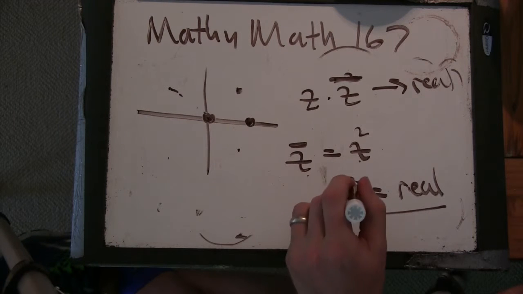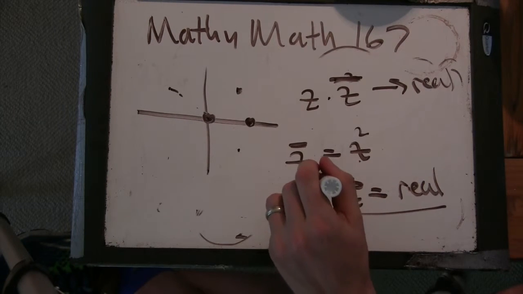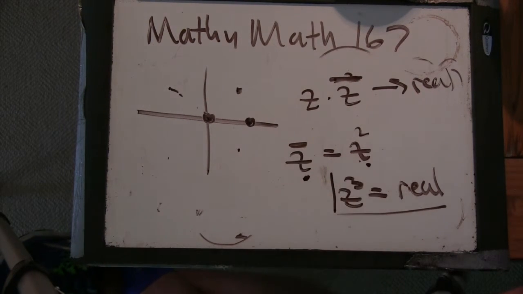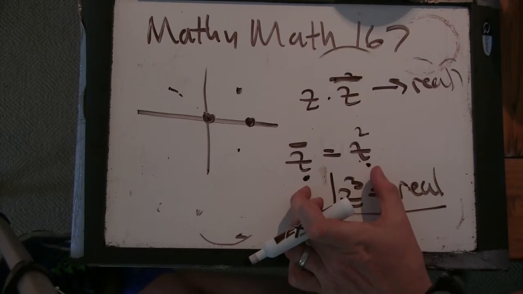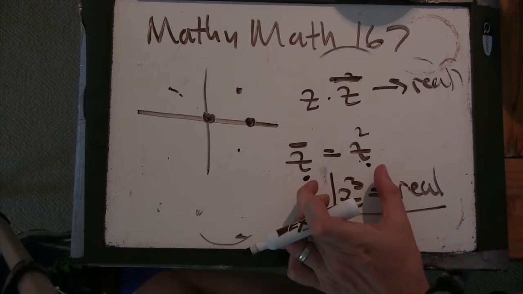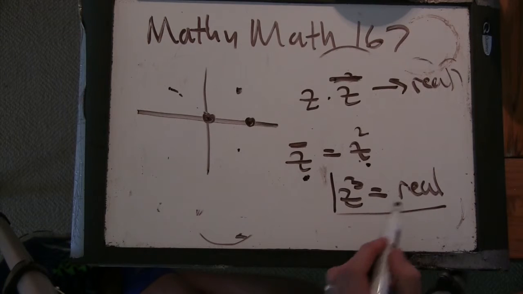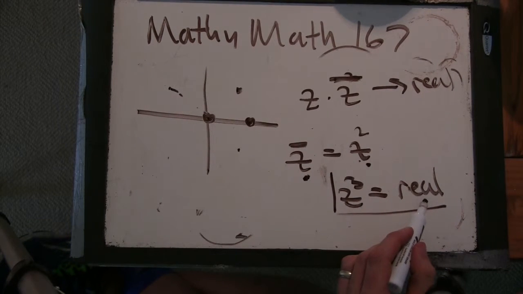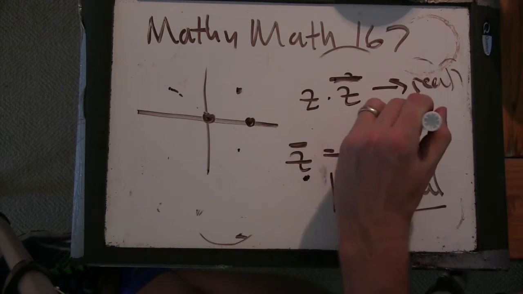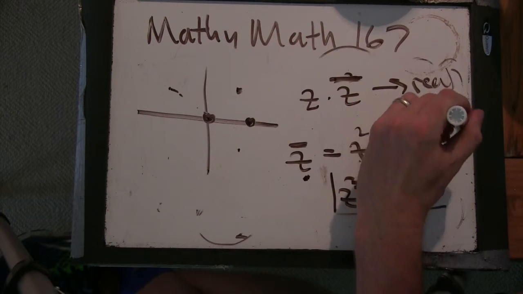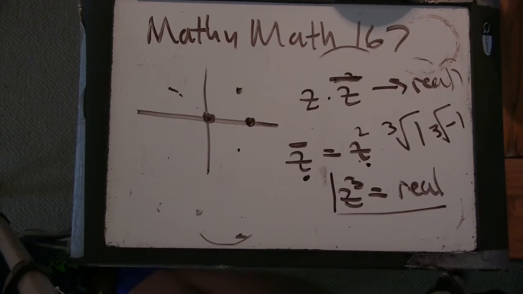But if z bar is z squared, they're the same distance away from the origin, right? So that distance has to be 1. So if this is a real number, the z cubed either has to be 1 or minus 1 for it to be real. So either we're going to have something that's the cube root of 1 or the cube root of minus 1. Which is pretty neat.